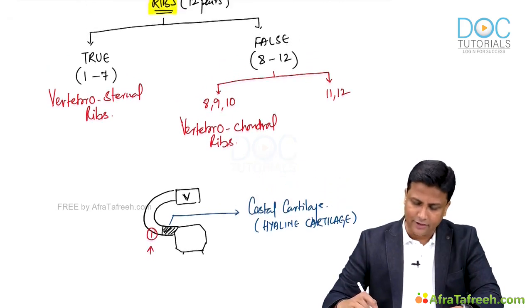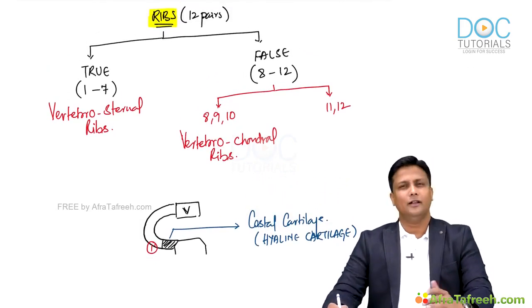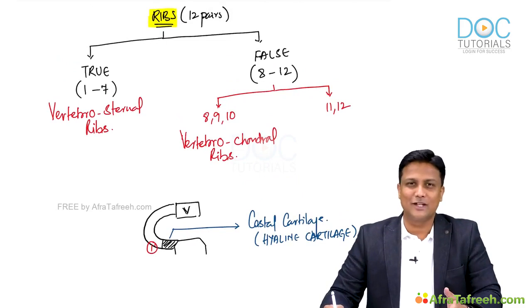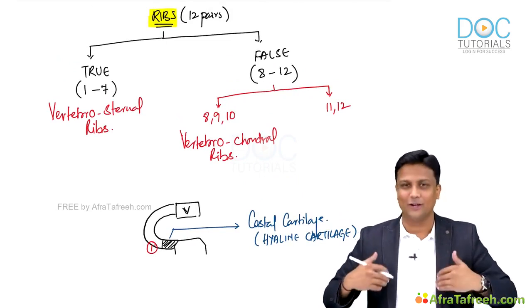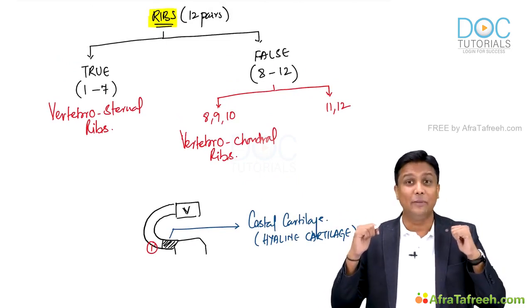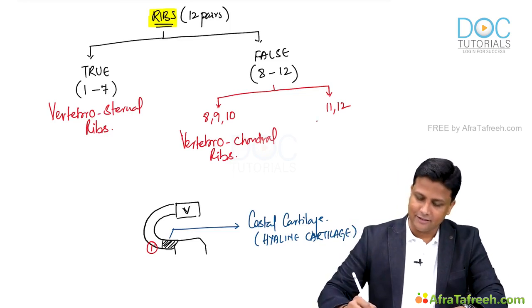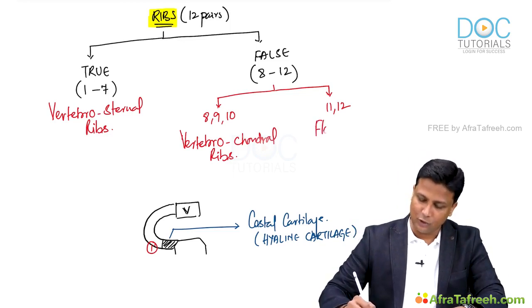Now the last and final ones are the 11th and 12th rib, and that is a very famous one. Every student knows that the 11th and 12th ribs will not at all come anteriorly. Their ends will remain free behind, and that's the reason why these two are referred to as floating ribs.